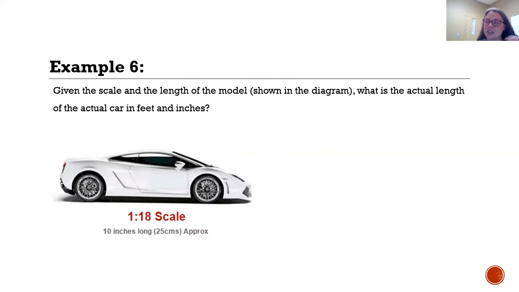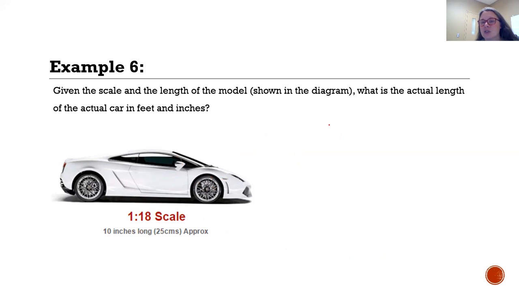And the very last question, if you're in a blueprints class, you will see this one show up in blueprints. If you don't have a blueprints class, which I know automotive doesn't, you won't have seen a question like this, but it's a good review kind of question. So this model car is on a 1 to 18 scale. The model is approximately 10 inches long. I want to know what is the actual length of this car. So it's given the scale and the length of the model shown in the diagram. What's the actual length of the actual car in feet and inches?